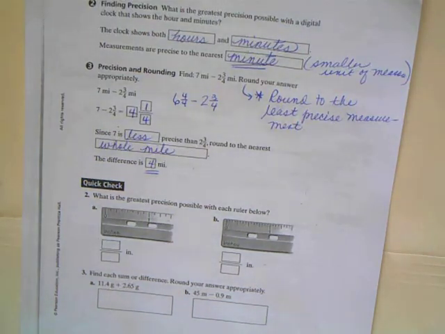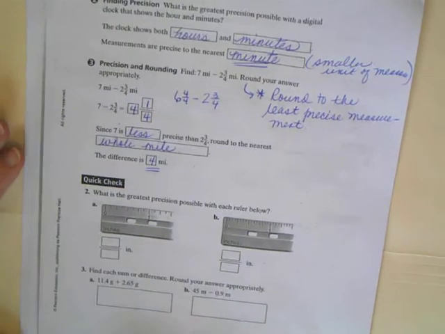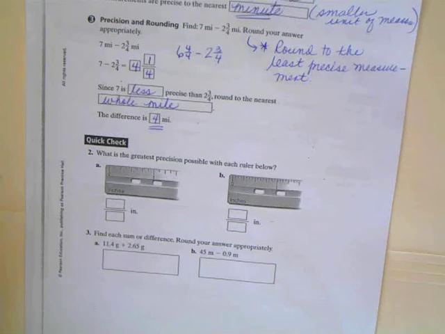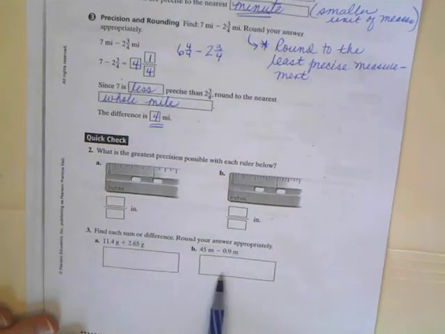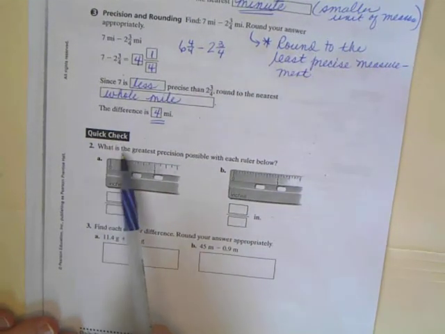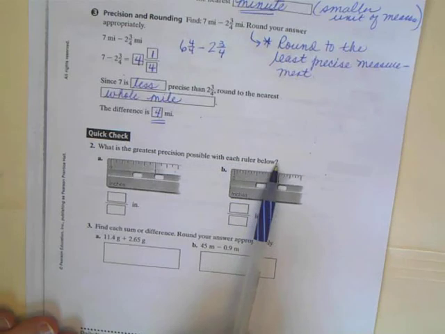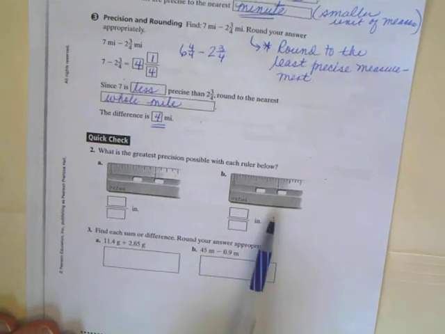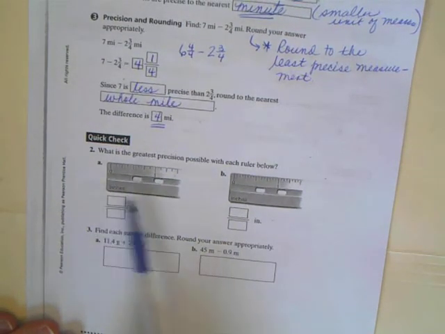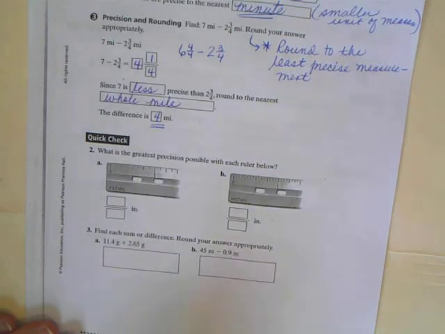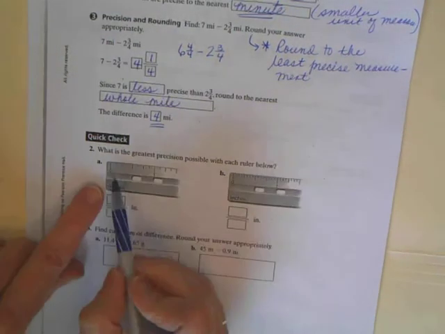So that's kind of rounding in a little, maybe, I don't know, I think it seems a little bit different than what we normally do. But anyway, again, we will talk about this in class. Try to follow through what we've done, but certainly bring in any of your questions. Here you have a couple of quick check questions. What is the greatest precision possible with each ruler below? I will actually talk through these two with you, and then the others you should be able to do.